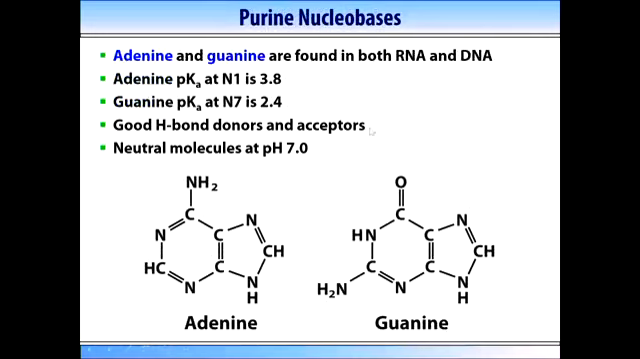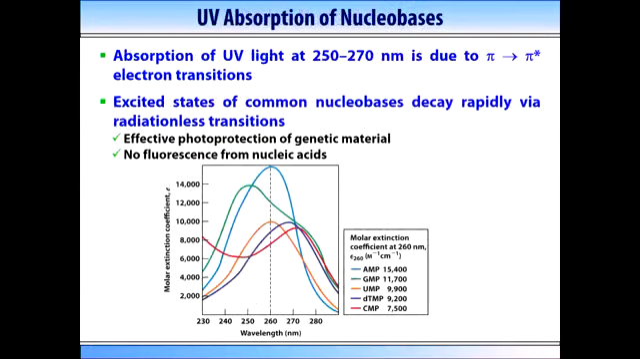Okay, now we move to the purine nucleobases. There are only two, adenine and guanine. In adenine, position 6 contains an amino group. In guanine, it contains a carbonyl group, and the amino group is on carbon 2. Similar to the pyrimidines, these are really good hydrogen bond donors and acceptors. We'll see why. Okay.